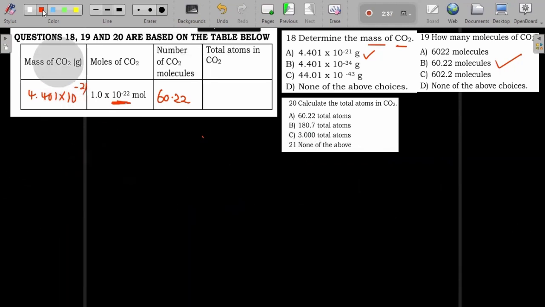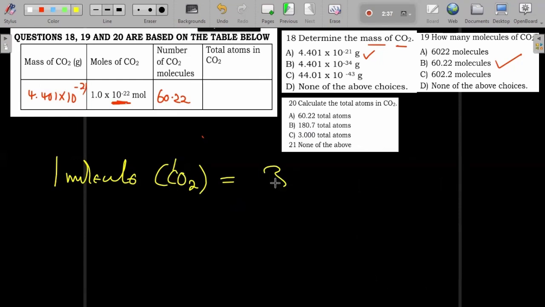So the last one, which is question 20, they're saying calculate the total number of atoms in carbon dioxide. So we know that in one molecule of CO2, how many atoms are there? We count 1 carbon and 2 oxygen, so it means we have 3 atoms. So in one molecule, we have 3 atoms.